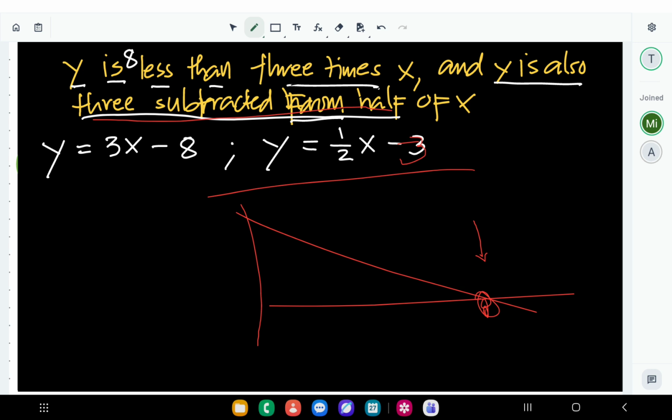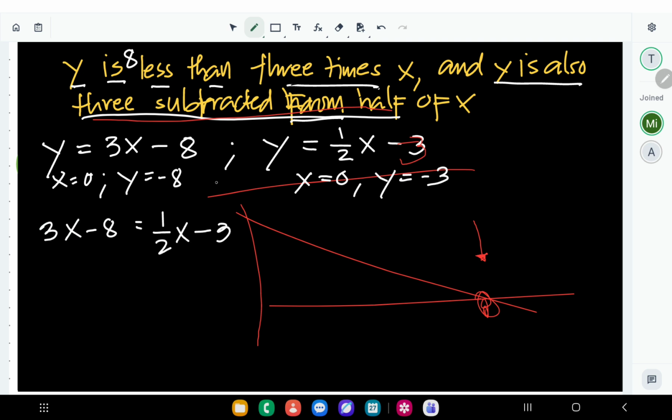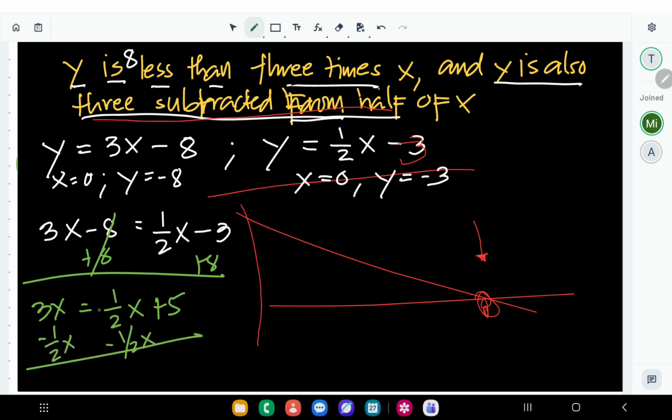So when x is 0, y is -8. X is 0, y is equal to -3. That is for the y-intercept. And then you can equate them to solve for x. So 3x minus 8 equals 1/2 x minus 3. Then we add 8 to both sides. You have 3x equals 1/2 x plus 5. Then we subtract 1/2 x from both sides. So 3 minus 1/2 is 2 1/2, or 5 over 2 x equals 5. So we multiply both sides by 2, so x is equal to 2.